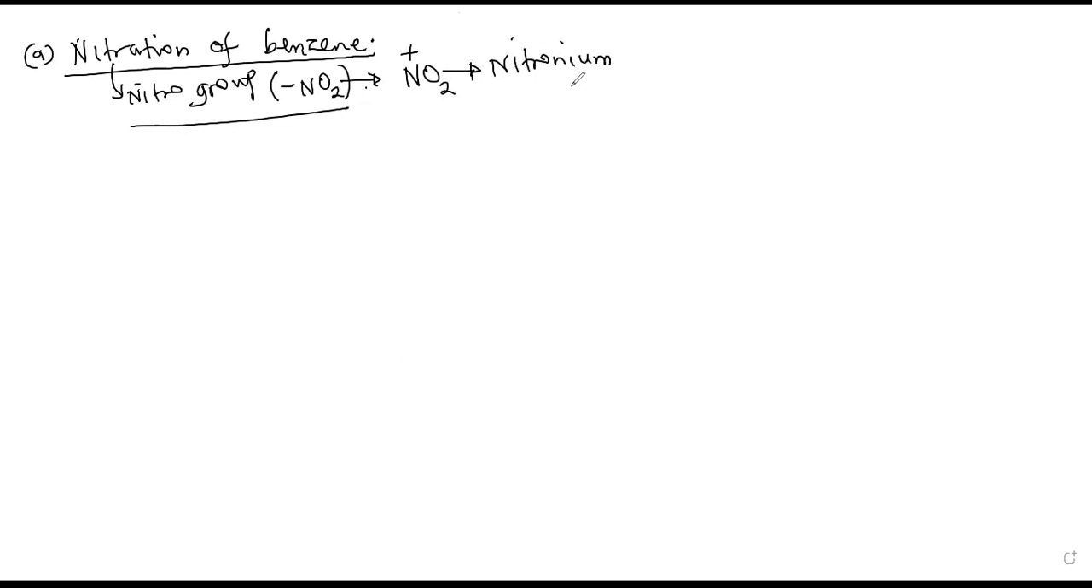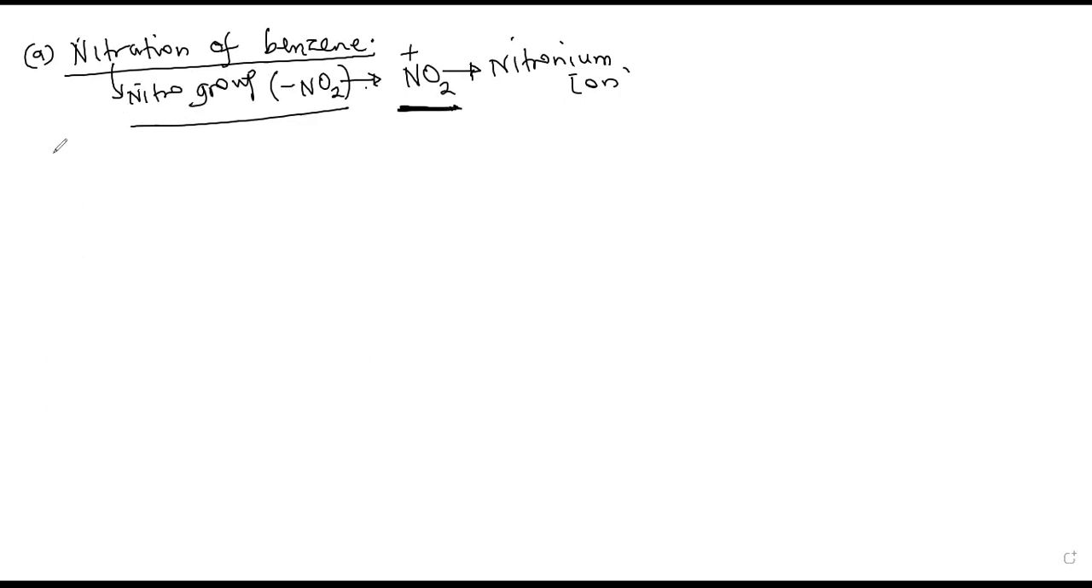Now, this nitronium ion is obtained or formed by the reaction between concentrated sulfuric acid and concentrated nitric acid. So as you carry out or practice this reaction, simply know that the nitro group which is expected to attack or replace the hydrogen atom in the benzene ring is used as a nitronium ion. But where do we get the nitronium ion? It is obtained from the reaction between concentrated sulfuric acid and concentrated nitric acid.